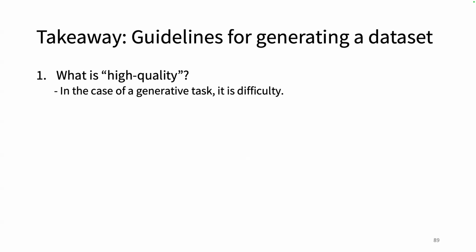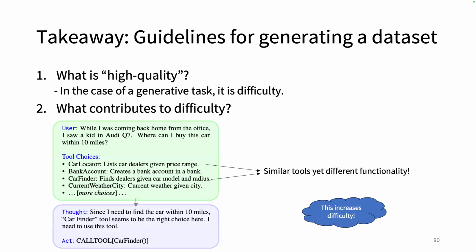Cool. So to summarize, the takeaways from my dissertation are the general guidelines for generating a dataset. The first question we should ask is, what is high quality for the given problem that we are trying to solve? In the case of generative tasks, it is difficulty. The second step is what contributes to difficulty. This is something that we should analyze thoroughly. For example, in the tool verifier paper, it was similar tools with different functionality being in the candidate list that increases the difficulty.